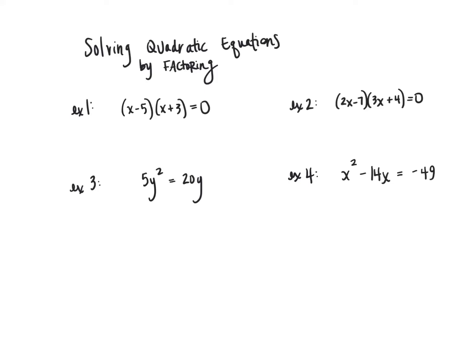Okay, today we're going to solve quadratic equations by factoring. We've talked a bit about the zero product property. So let's consider AB equals 0. Think about what your solutions would be.